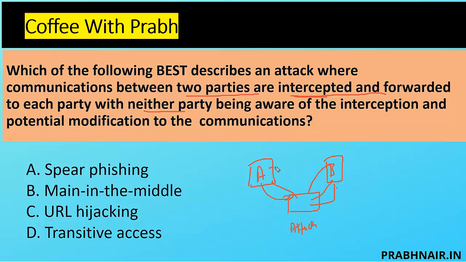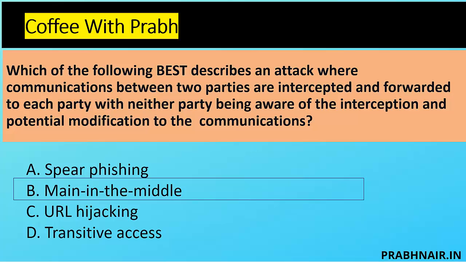Neither of them is aware of it. They are under the impression that they are sending to each other, but what happens is the attacker gets all this information. So the base of the attack is spoofing, by which man in the middle happens. URL hijacking is where you click on the URL and get hijacked, and transitive access is basically both-side access, so that is already gone. So the only close option in this question is B, man in the middle attack. Let's move to the next question.